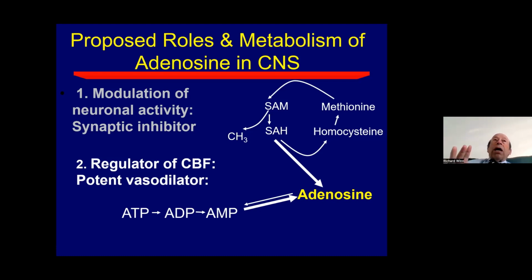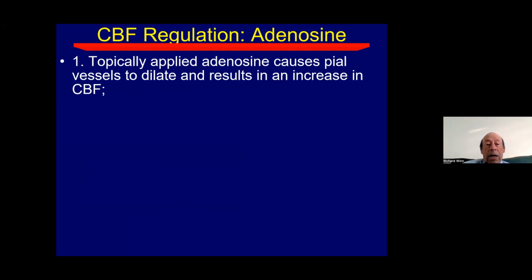So let's look at the topic, that is the regulation of blood flow. Here's where adenosine comes from in the proposed role of adenosine as a regulator, and that's through the breakdown of ATP through ADP to AMP. These are adenine nucleotides. Adenosine is a nucleoside, which means it's got a ribose base and a moiety attached to that ribose base.